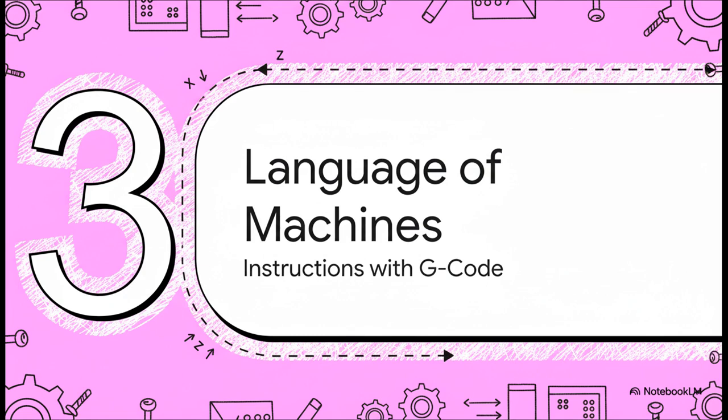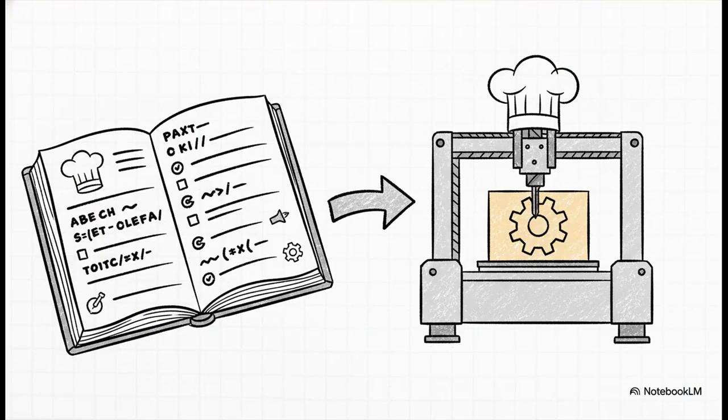All right, so we've got a machine that can move in three directions. But how does it know where to move, or how fast to go, or what to do when it gets there? It needs a language. The machine needs a really detailed set of instructions, almost like a recipe for a baker. And in the world of CNC, that recipe is written in a special programming language called G-Code.